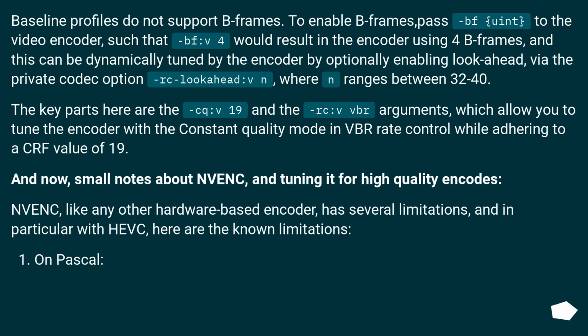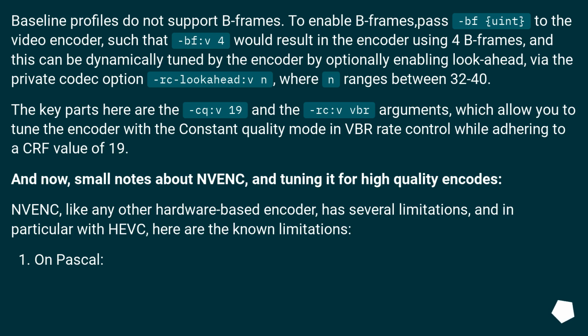The key parts here are the -cq 19 and the -rc vbr arguments, which allow you to tune the encoder with the constant quality mode in VBR rate control while adhering to a CRF value of 19. And now, small notes about nvenc, and tuning it for high quality encodes. nvenc, like any other hardware-based encoder, has several limitations, and in particular with HEVC, here are the known limitations.